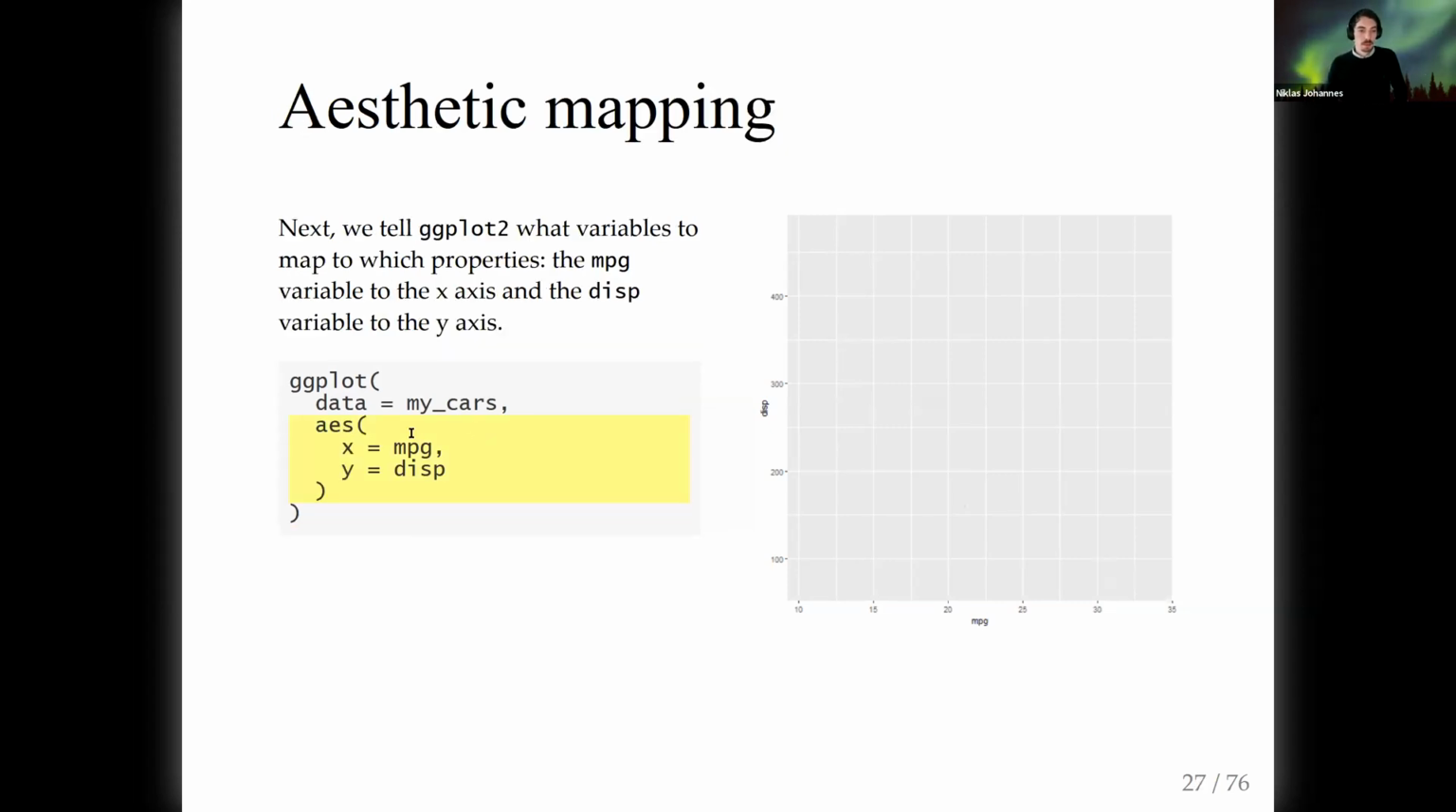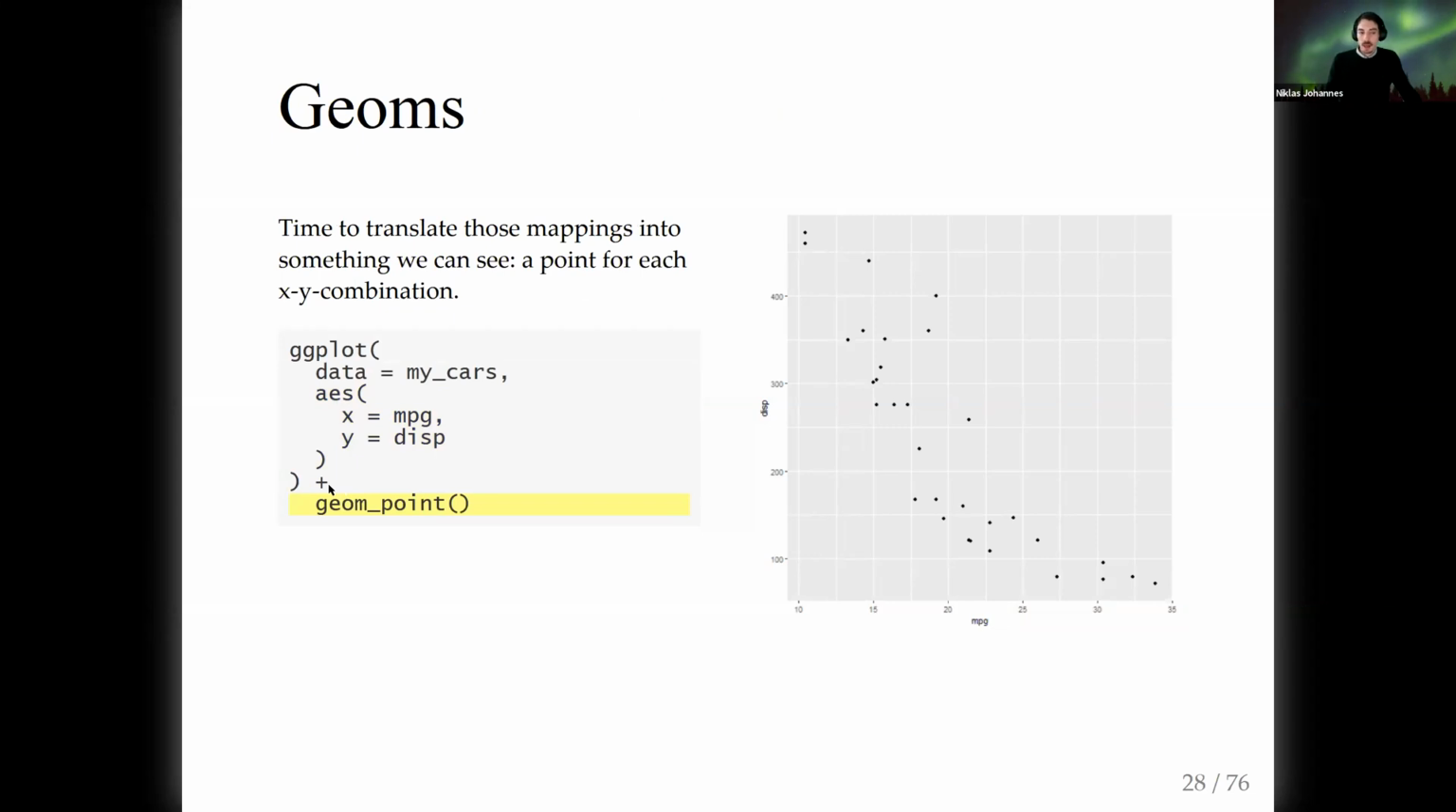And here you can see the little plus sign. You can see how the grammar of graphics and this iteratively updating comes into play, because now we added geom. We translate the mapping that we did into something we can see, in that case, a point for each XY combination. And you'll see that for geom point, we're not giving it any arguments, because geom point knows from our initial call, from the aesthetic mapping of the axes, that it has to display points for XY combinations, because we already told ggplot what should be on X and what should be on Y.